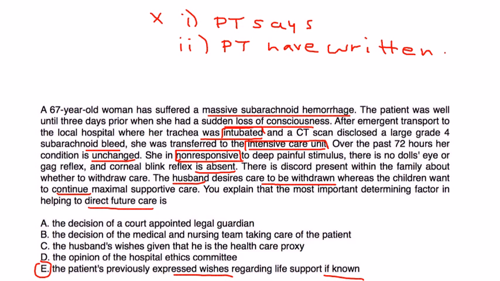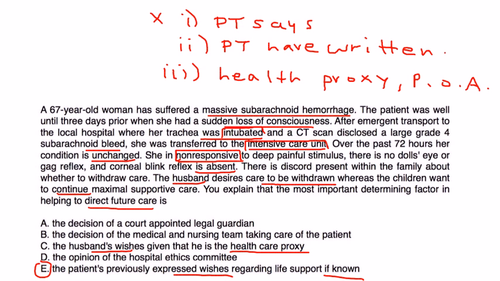Now let's go through these other answer choices, see where they fit in. Number 3, if you remember, was the healthcare power of attorney or proxy, POA. Is that one of the choices? Yes, choice C. Husband is proxy, but that is after the patient's written wishes. So I put a 3 beside that. That would be what you would do next if you didn't have anything written by the patient.